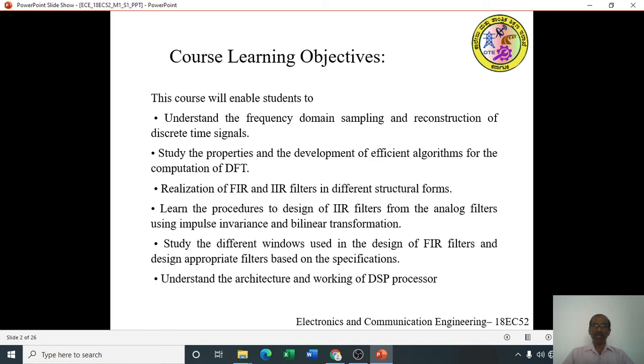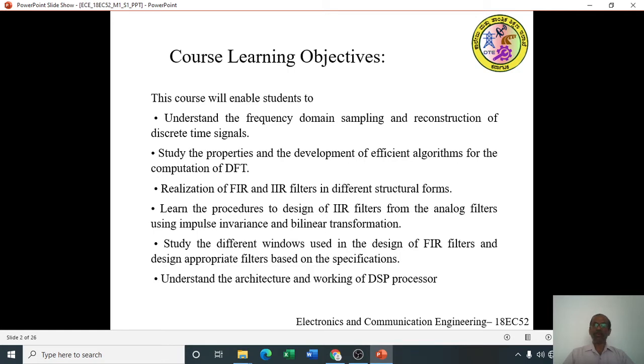which gives rise to discrete Fourier transform, properties of discrete Fourier transform, problems on them, spectral analysis, followed by efficient computation of DFT using radix 2 algorithms. This completes two modules, followed by filters.